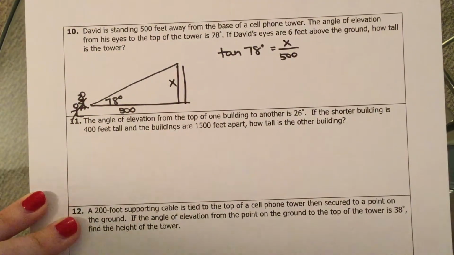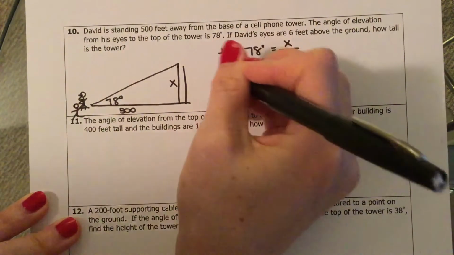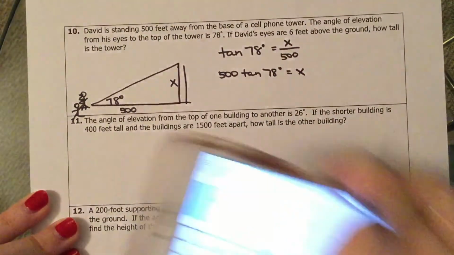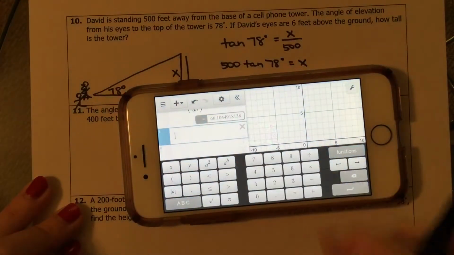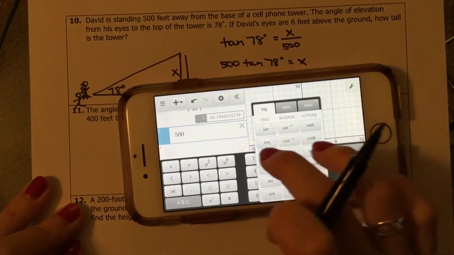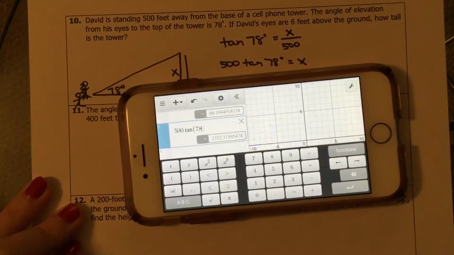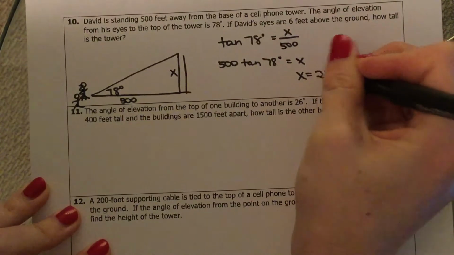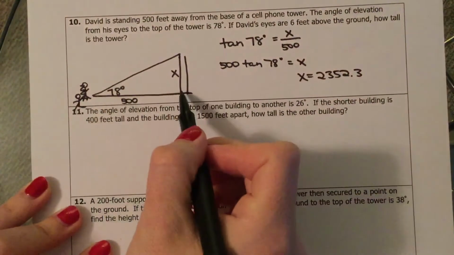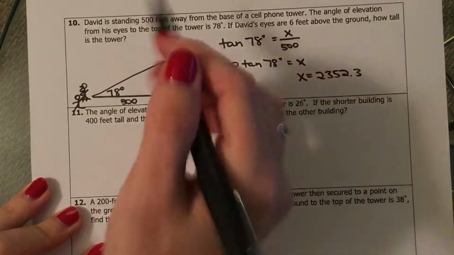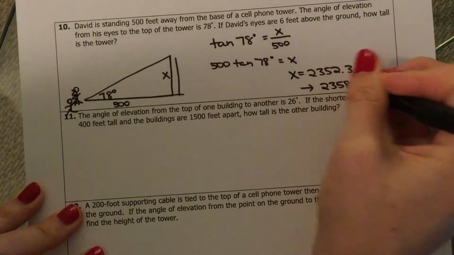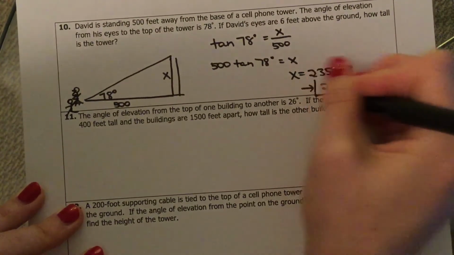So we can get this value by multiplying both sides by 500. So multiply both sides of the equation by 500 to get x by itself, and I can sub that in. So next, 500 times the tangent of 78 degrees. So we get 2,352.3. And then very important to note that just the gap from where his eyes are up to the top, you want to add the 6 feet back in. Okay, so answer would be 2358.3 feet once you add the 6 feet back into your answer.